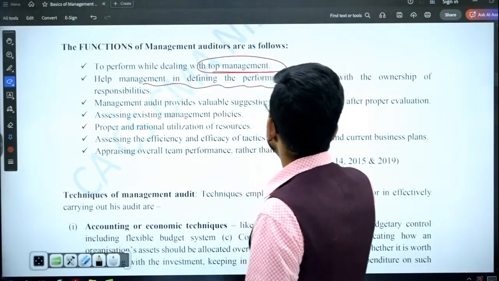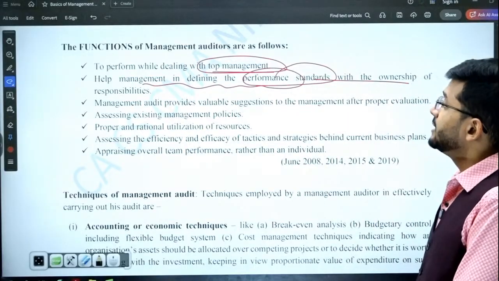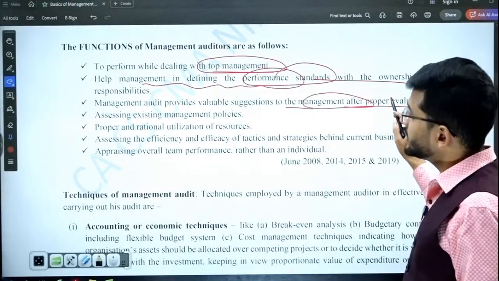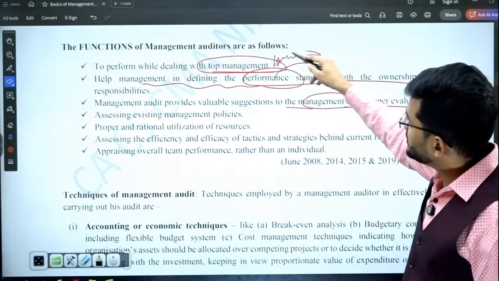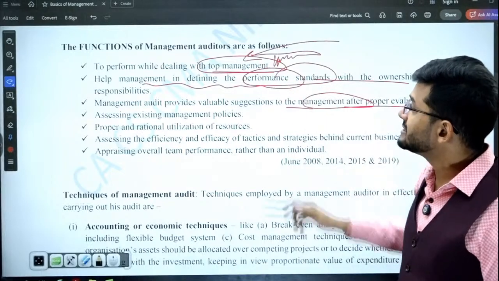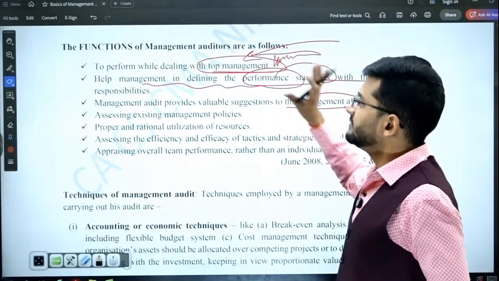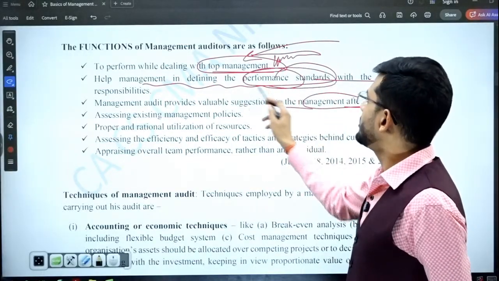Perform while dealing with the top management. Help management in defining the performance standards with ownership of responsibilities. Management audit provides valuable suggestions to management after proper evaluation. So first of all, you have to perform while dealing with the top management. The management auditor has to consistently deal with the top management, and his work is to perform while dealing with the top management. Then he helps management in defining performance standards.